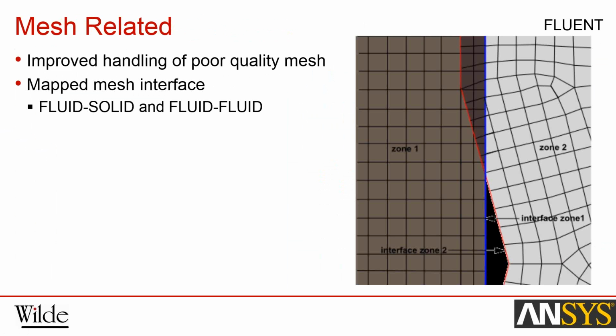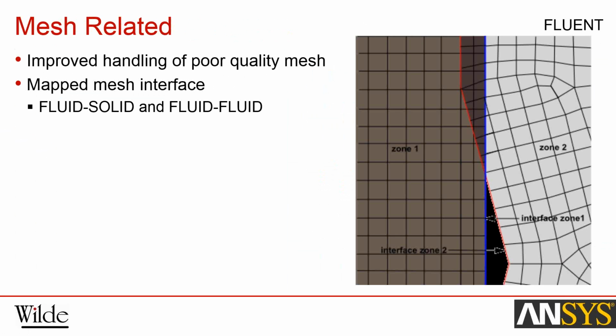Well, instead of using an interface now, what we can also use is a mapped mesh. And what that does is basically take nodes from zone 1 and map them onto zone 2, or vice versa, depending which way you're going. And that completely removes any issues of overlap or any gap between the two zones. Again, this is a new feature in Fluent.